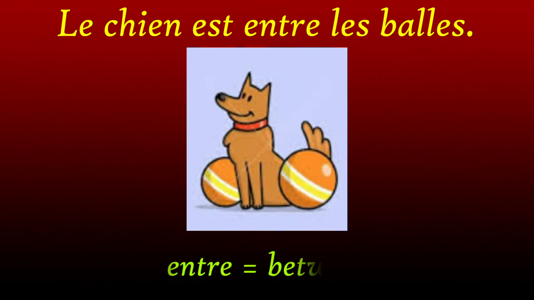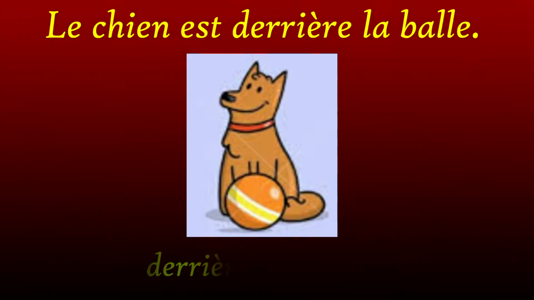Look at the screen. Le chien est entre les balles. The dog is between the balls. Entre means between. Repeat after me. Le chien est entre les balles. Third preposition we learned is entre. Entre means between. Sur, sous, entre.